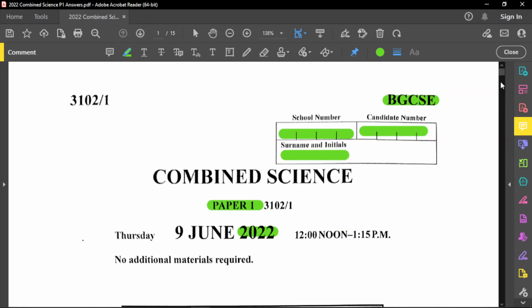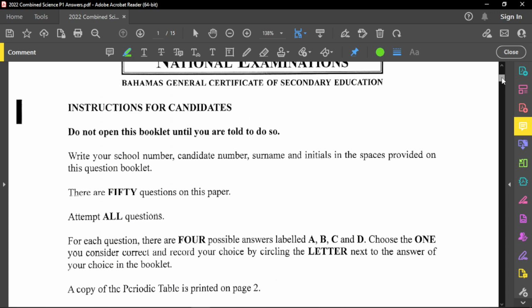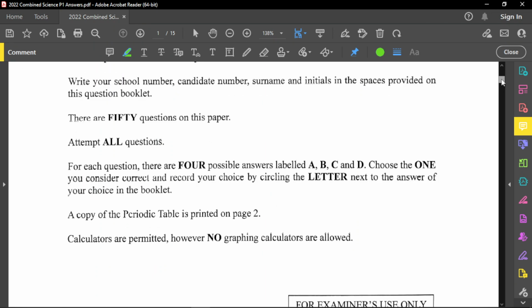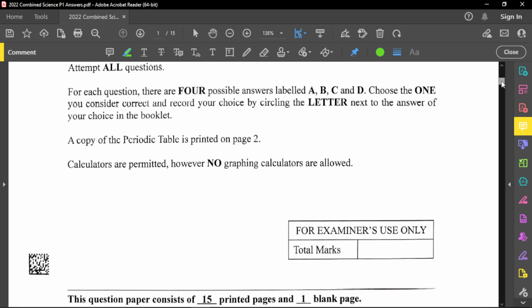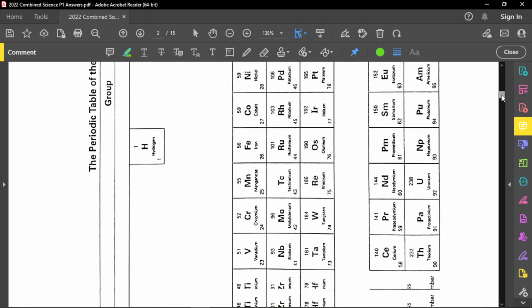Again, please remember to read through the instructions carefully to ensure that you understand each instruction. If you have any questions or queries, please clarify those with your examiner before you begin the examination. They will also provide you with a very nice periodic table to assist you with any question relating to chemistry or anything involving elements, compounds, molecules, and so on. Now, with that being said, let us jump into question number 1.